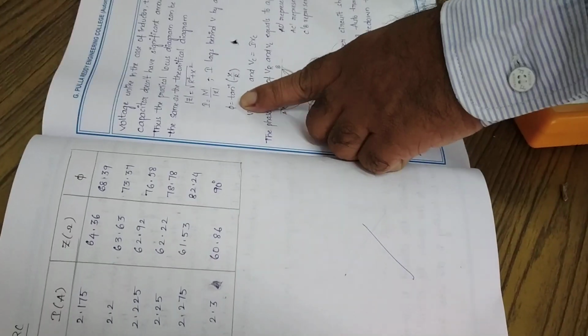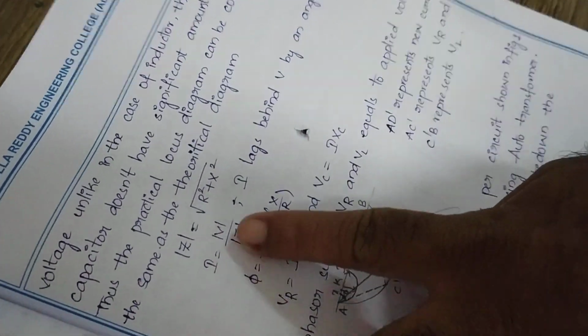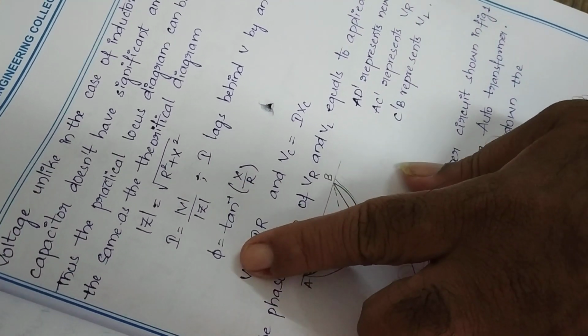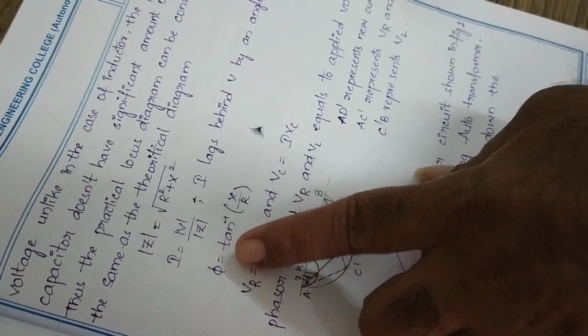The formulas are: I is equal to V by Z, where Z is impedance. Z is equal to V by I. Then phi is equal to tan inverse of X by R. Then calculate the phi values.